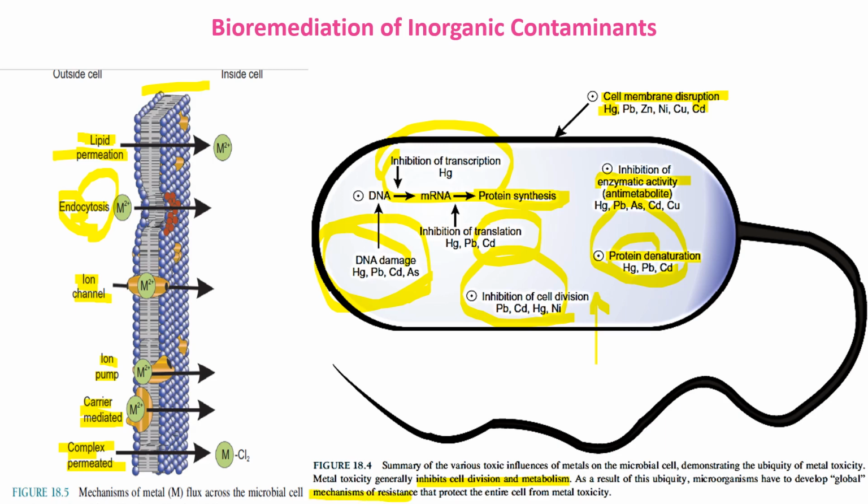So, the effects that are faced by the cell which inhibit cell division and metabolism are called metal toxicity. These mechanisms are known as metal resistance. So in the next slide, we will see what the different methods of metal resistance are.